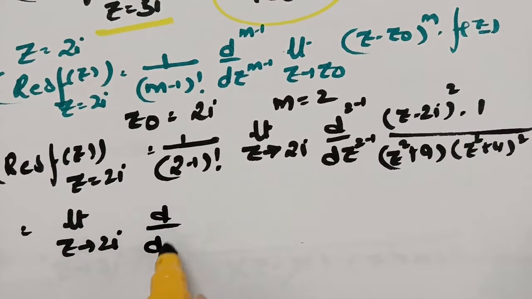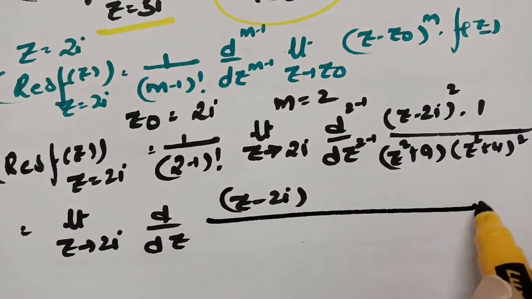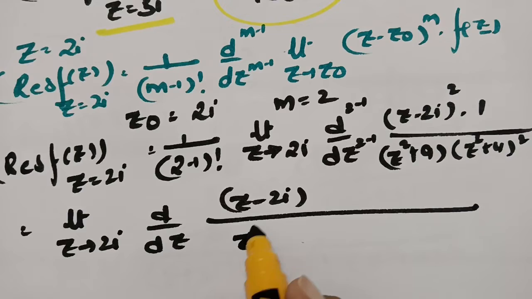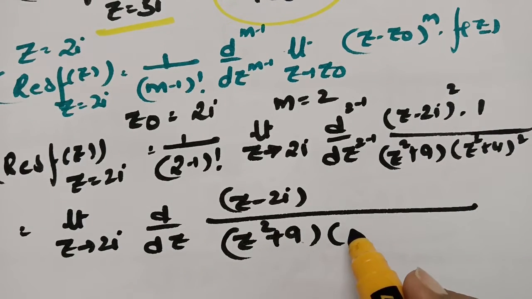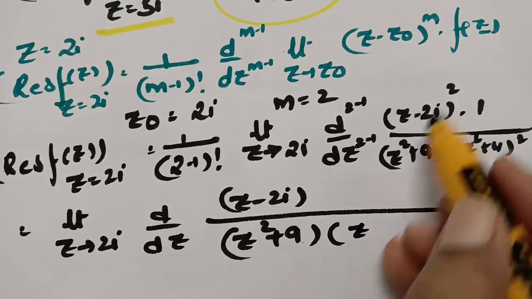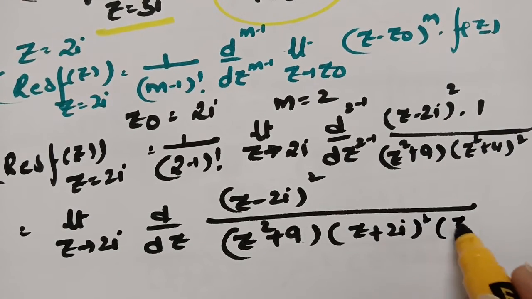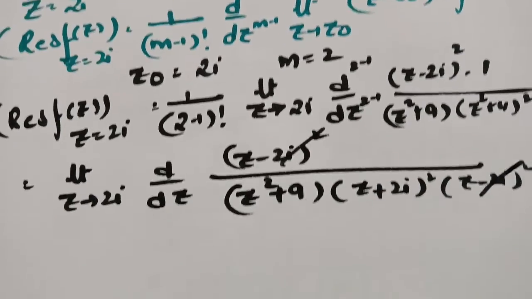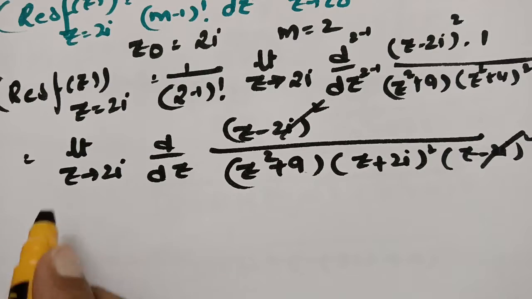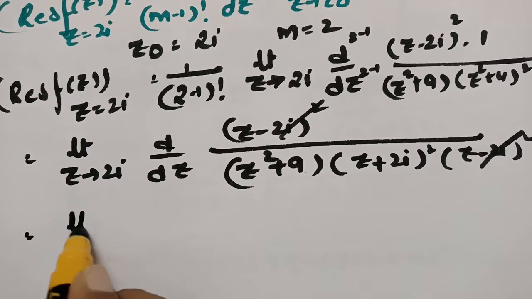This is d by dz of (z minus 2i) into (z square plus 9) into... if I cancel this one, this will be (z plus 2i) square and this is (z minus 2i) square. So now I can cancel this one. The most important thing here is we have to differentiate one time and then substitute z equal to 2i. So this is the limit as z tends to 2i.